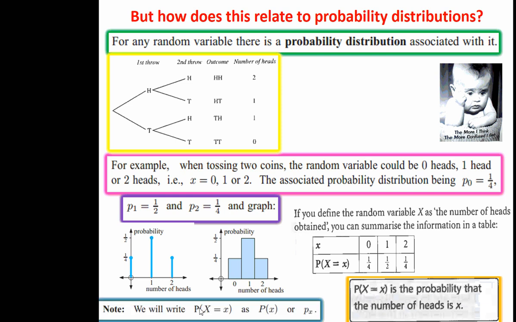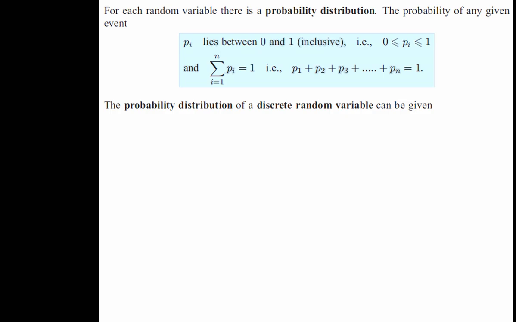So we'll write the probability big X equals lowercase x as a probability of x. Sometimes you'll see in some textbooks big P for probability. Sometimes you see lowercase p for probability. So just be aware of the different types of notation that are possible. So for each random variable, there's a probability distribution.